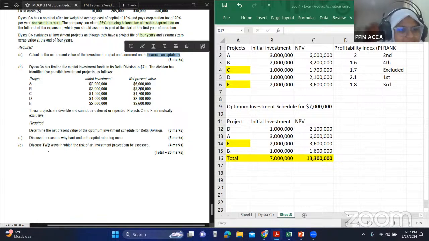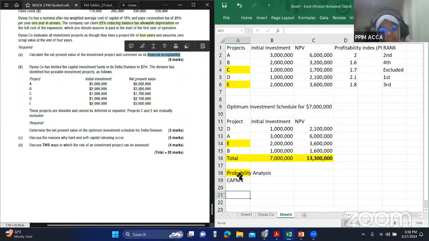The next part says discuss 2 ways in which the risk of an investment project can be assessed. Okay. So if you want to incorporate risk into investment appraisal, listen to me carefully. There are only 2 ways you can do that. One is you can use something called probability analysis. The other one is you can use the capital asset pricing model. Okay.